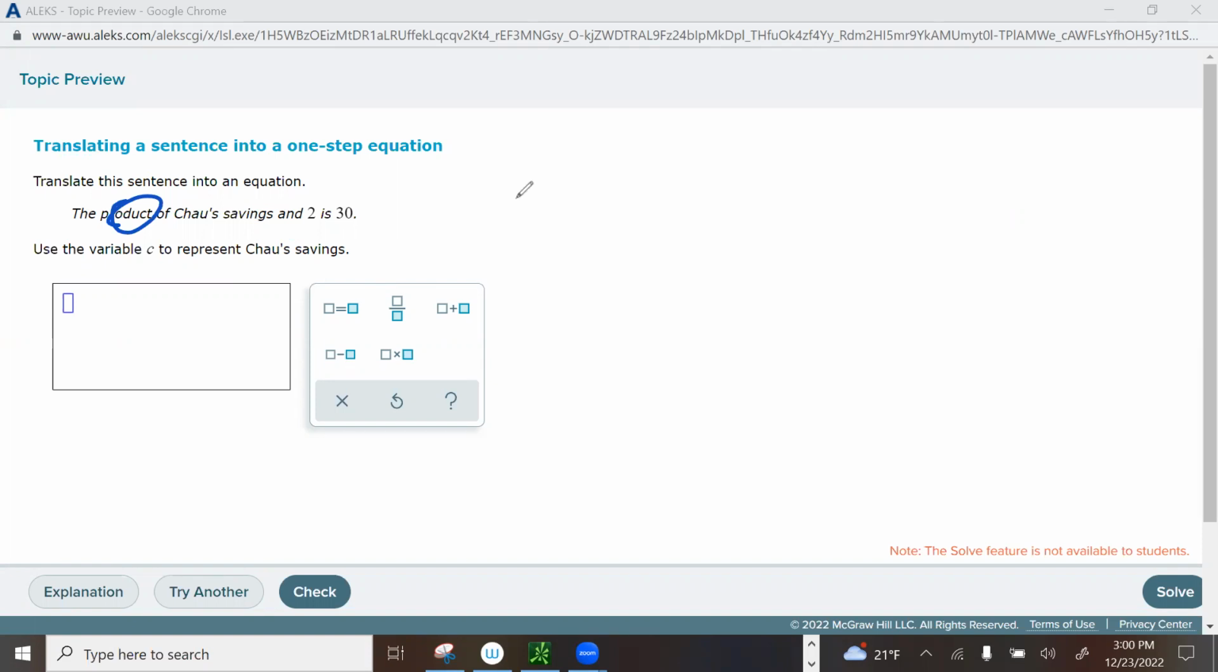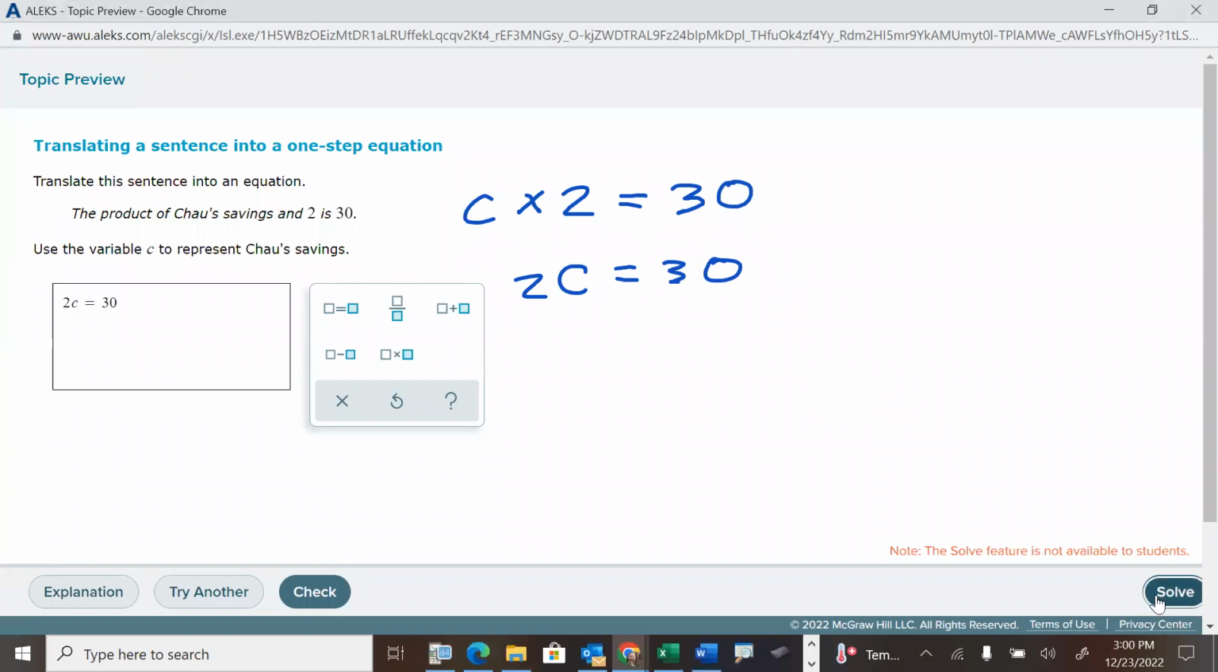So product means multiplication. The product of his savings, they say use the variable C to represent his savings. Okay, so the product of his savings and two is, and is means equals, and then the 30. And most people, if you want to be cool, you're going to just write it like that. Let's see how Alex does it. Okay, yeah, they wanted to be cool like me, and that was probably exactly what they were thinking.